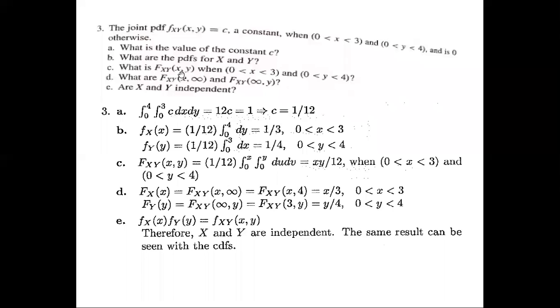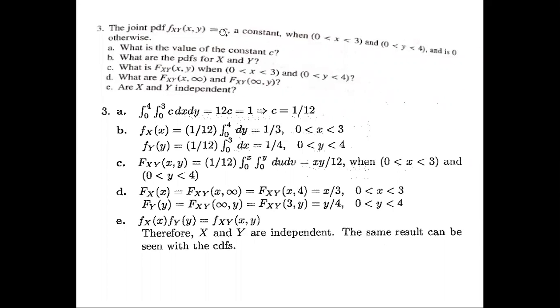What is the CDF, again within the same limits? Again, what is the CDF when we don't consider the variable y, that is, we take it as infinity, and when we don't consider the variable x, that is, we take infinity there? Are these two variables, x and y, independent of each other? That's what we need to consider.